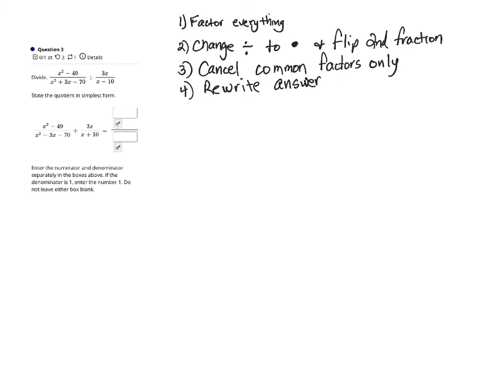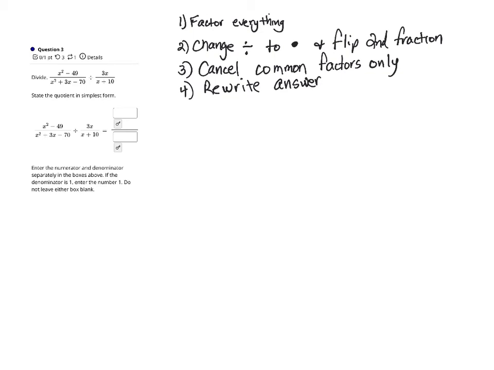Next one. Now this is similar to that other one, except it's division. So we're going to factor everything. Remember, you change division to multiplication and you flip the second fraction, just like with normal fractions. And then we're going to cancel any common factors.